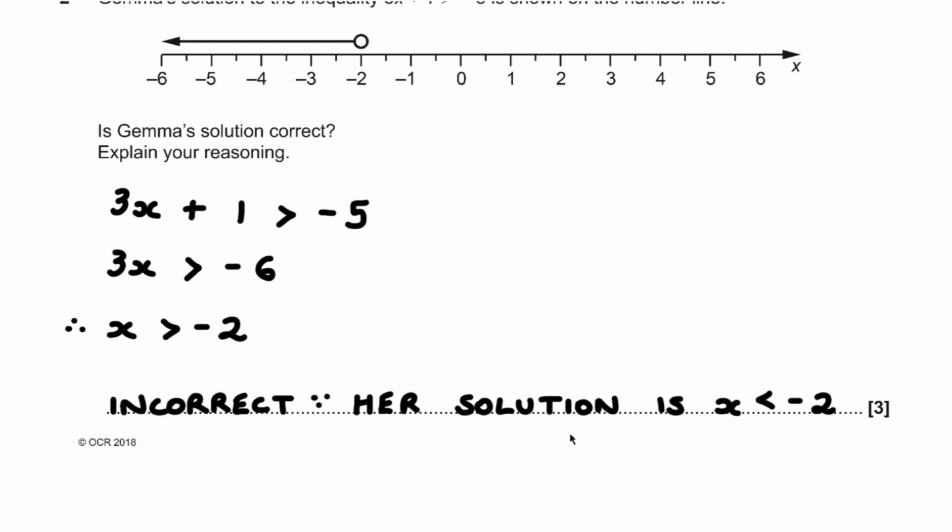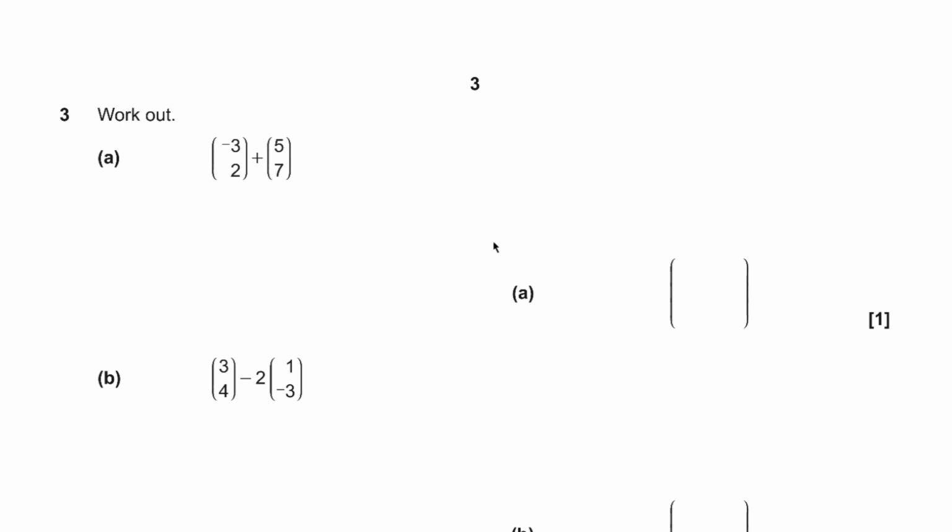Well, she's incorrect because her solution is x is less than negative 2. Question number 3. Work out, for part A, the vector negative 3, 2 plus the vector 5, 7. So, if we work out what this is, we've got negative 3 plus 5, which is 2, and 2 plus 7, which is 9. So we end up with the vector 2, 9.